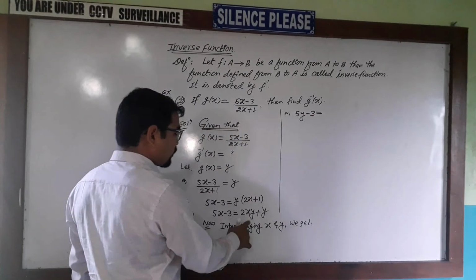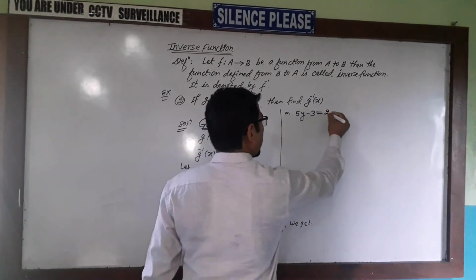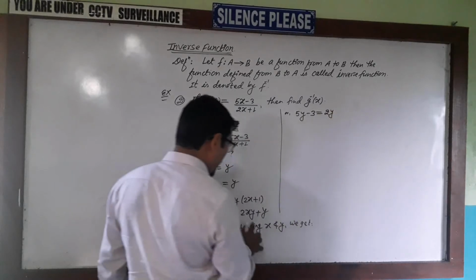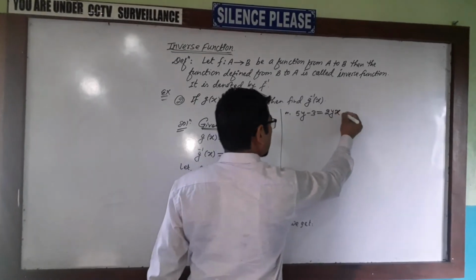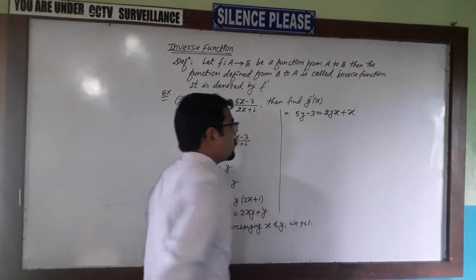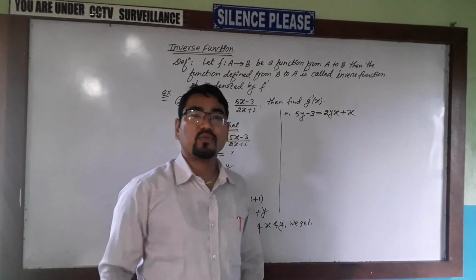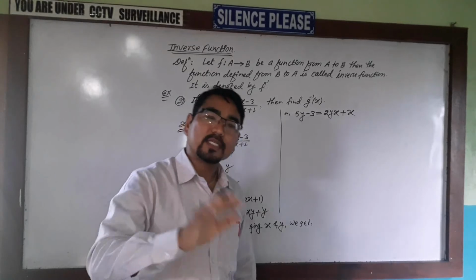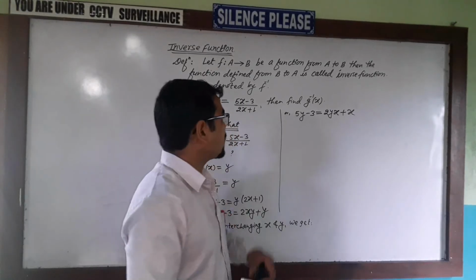This is equal to 2xy. 2x we write as 2y, and this y we write as x, so 2yx plus this y we write as x. After this we have to find the value of y. After interchanging x and y, we have to find the value of y.